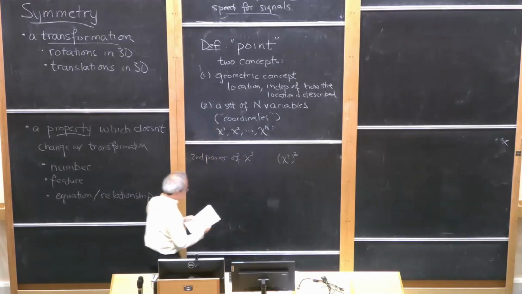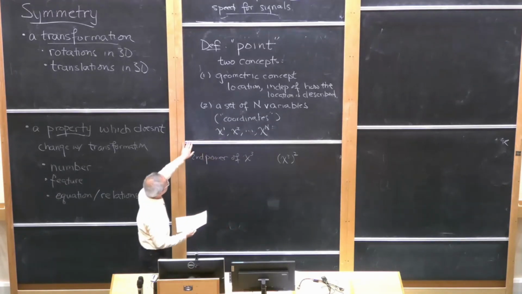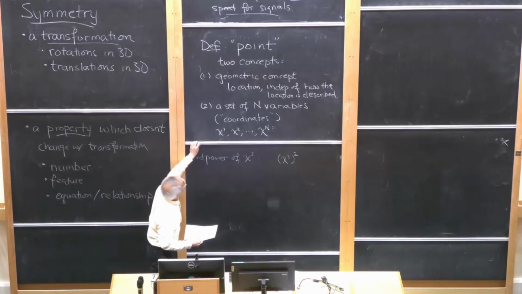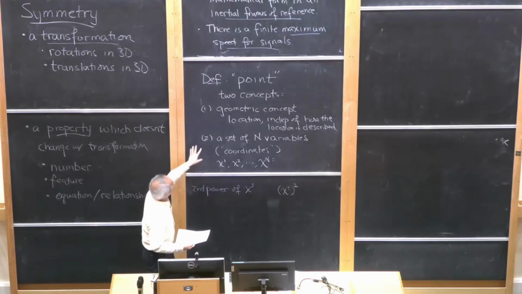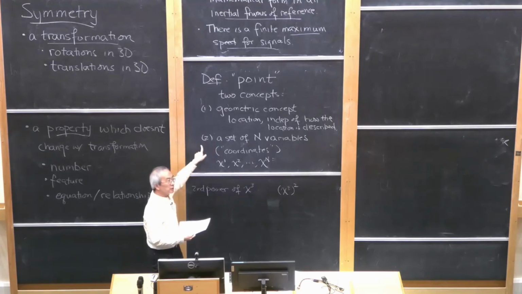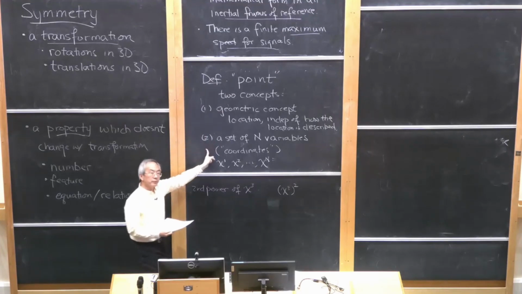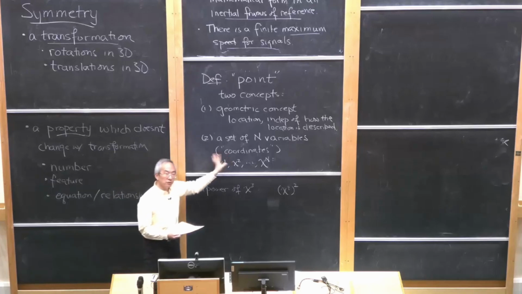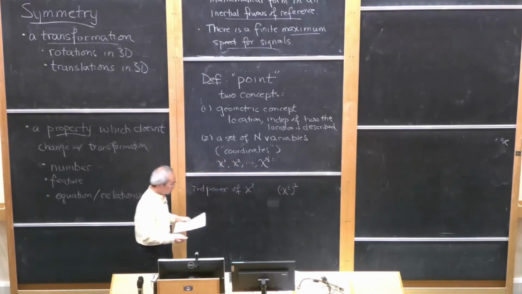Now, with these two concepts, there's a one-to-one correspondence between the geometric concept and the set of n variables, at least if these things have an independent basis and all that. This is how we're going to use it.